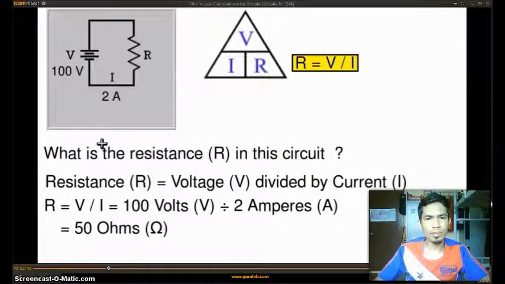Again, the same circuit. This time we know the voltage of 100 volts is pushing 2 amperes of current through an unknown resistance. What is the resistance in this circuit? Again, using Ohm's law, that would be 100 volts divided by 2 amperes, or 50 ohms. So a 100 volt battery would push 2 amperes of current through a 50 ohm resistor.